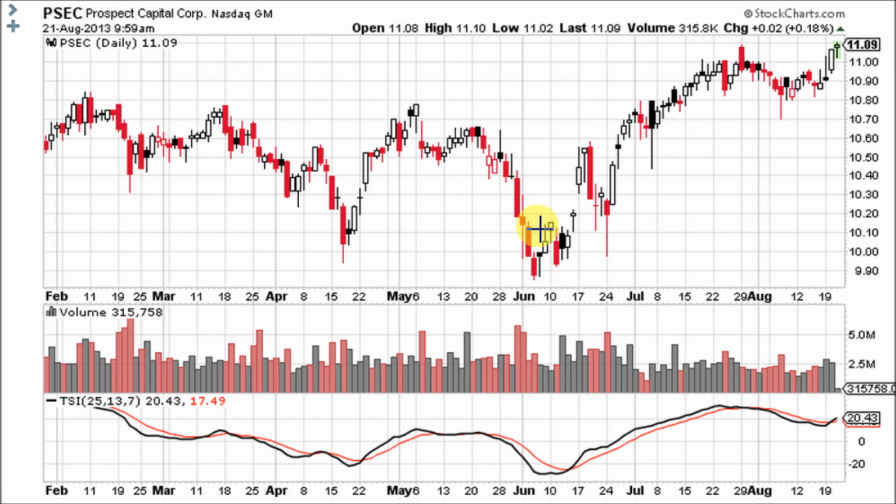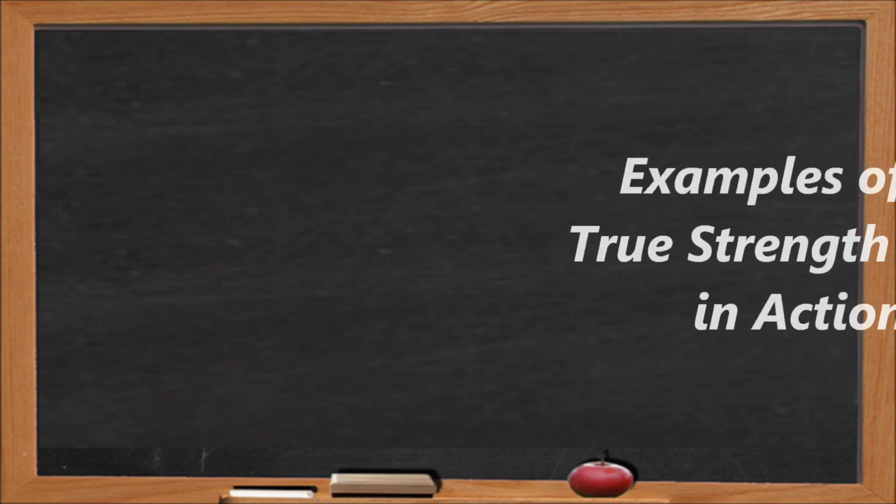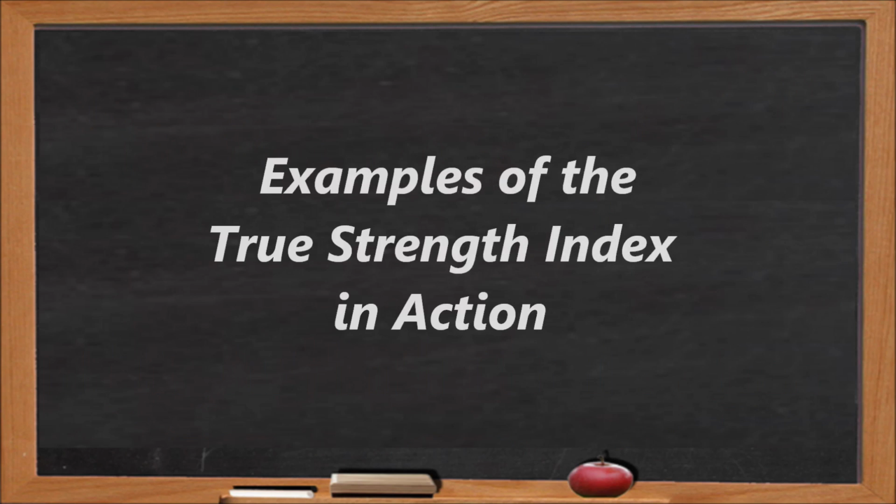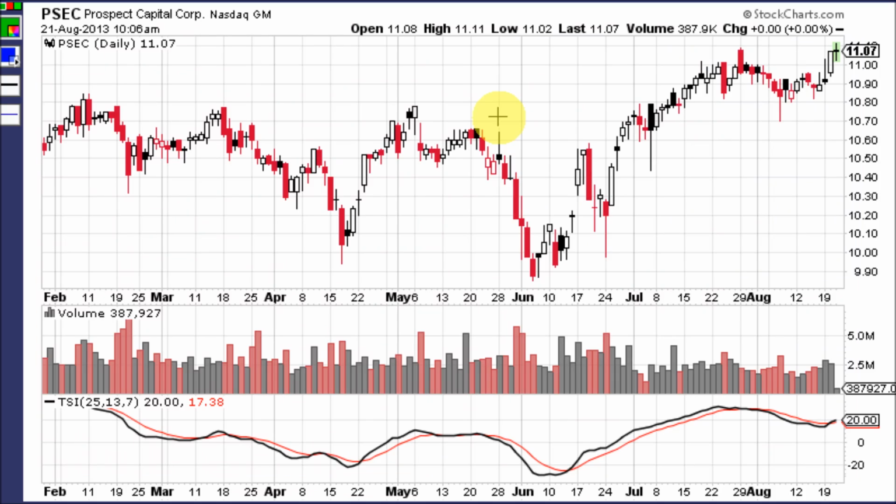Okay, other signals that TSI gives are center line crossovers up through the zero line or down through the zero line. Signal line crossovers, where the TSI either crosses up or down through the red signal line. And it also shows overbought and oversold readings. Now let's take a look at some of the signals the TSI has given on this chart for PSEC.